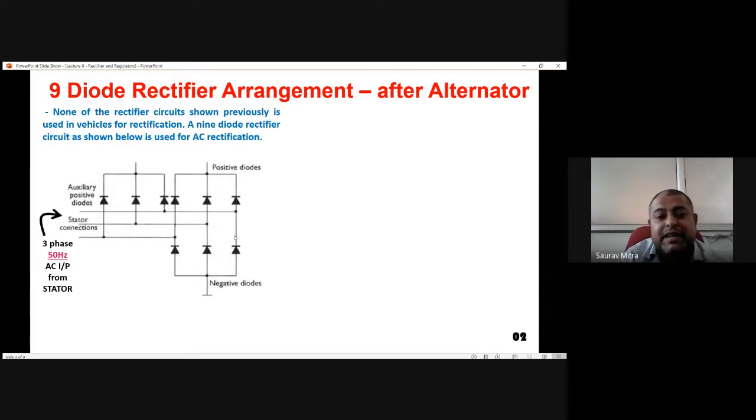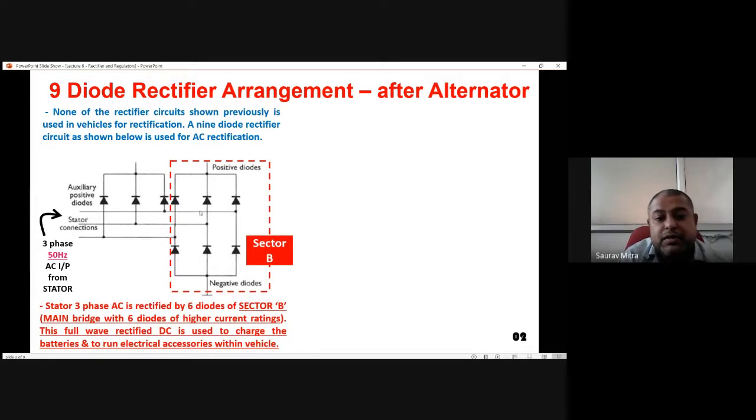They are fully rectified. Okay, so this is sector B. What sector B is doing is a fully rectified stage, and this fully rectified DC is going here to charge the battery. Okay, so this supply is going to charge the battery. What is written here: sector stator three-phase AC. So whatever the alternator is producing is a three-phase AC. It is rectified by the 6 diodes, so there is a full wave bridge rectifier, diode B. The main bridge with 6 diodes of higher current rating is shown here in this sector. So this full wave rectified DC is used to charge the battery and to run the electrical accessories within the vehicle.